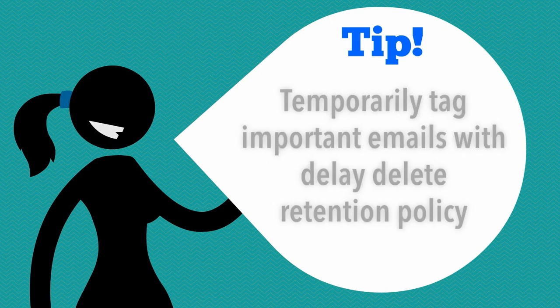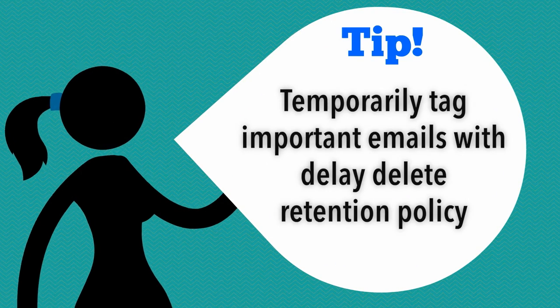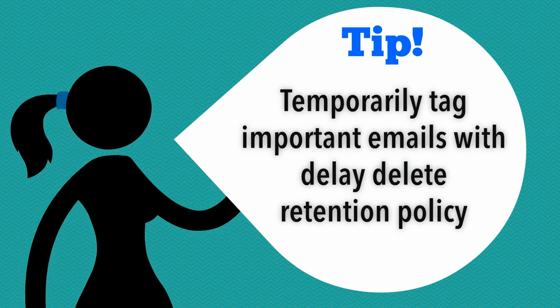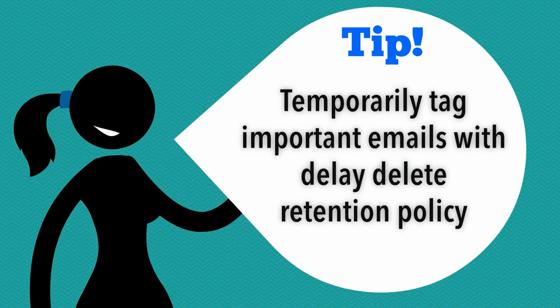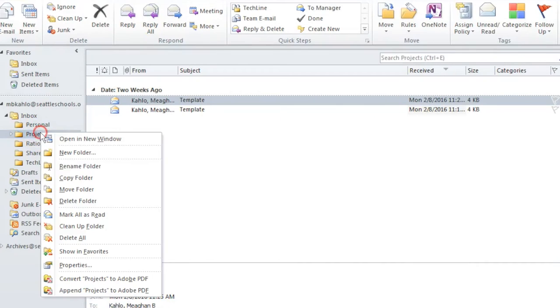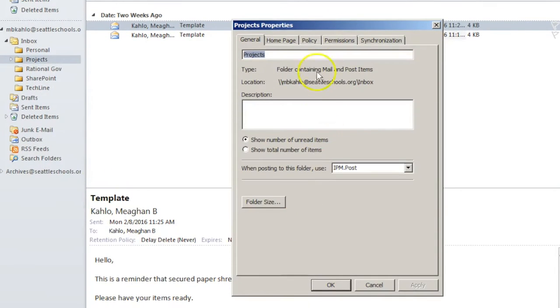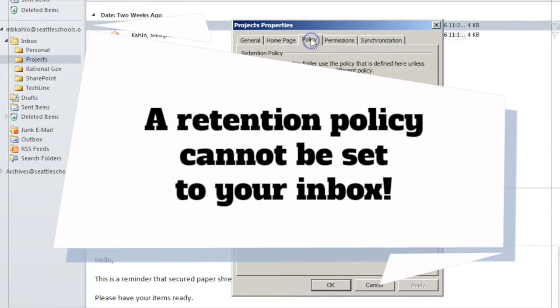Emails that are not records and you want to save for longer than 2 years can be temporarily tagged with a delay-delete retention policy. Tag a folder with a delay-delete retention policy if you have custom folders. A retention policy cannot be set to your inbox.